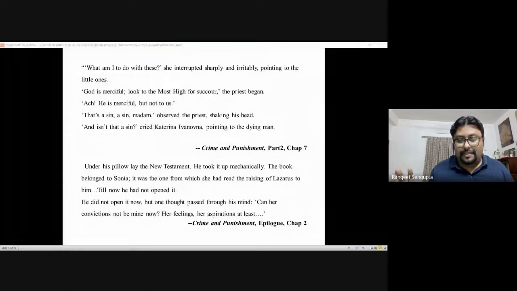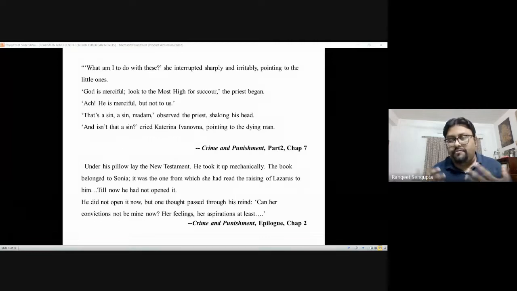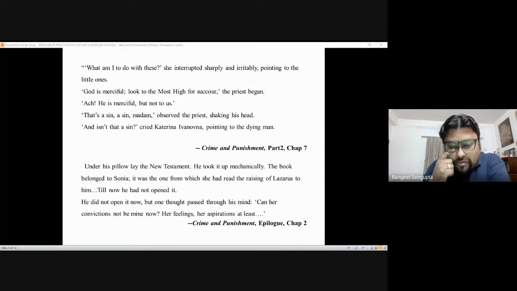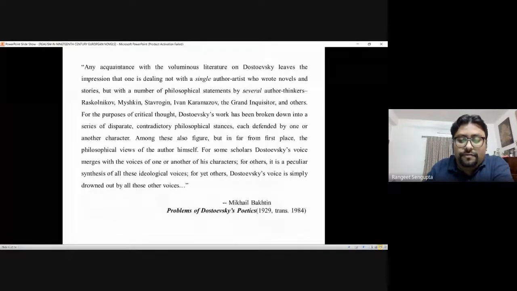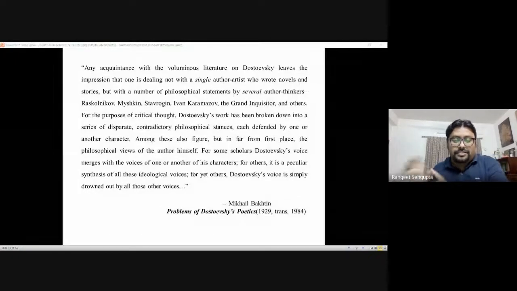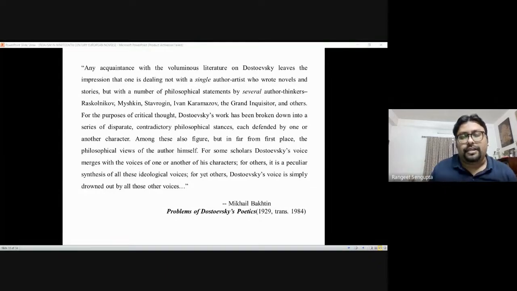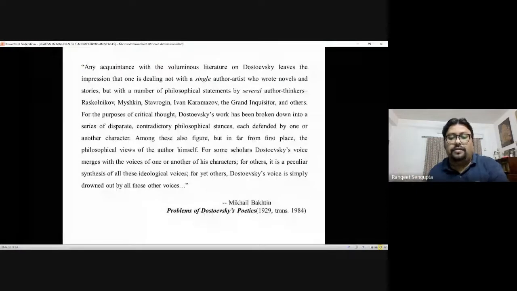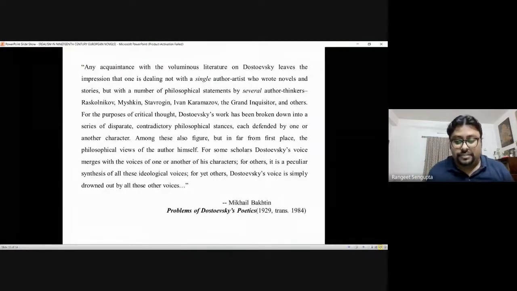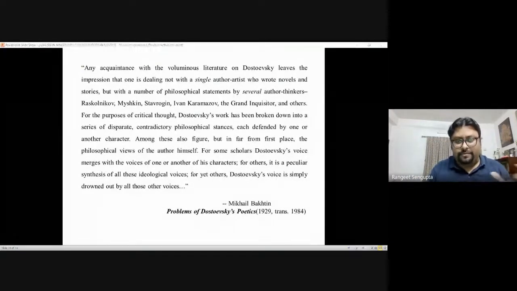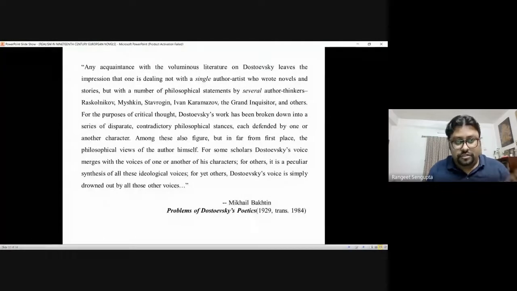Unquote. Now, Mikhail Bakhtin, the famed Russian critic, notes this melange of multiple voices in what he terms Dostoevsky's polyphonic novel. And this is from Bakhtin's early work on Dostoevsky, Problems of Dostoevsky's Poetics, the name of the book. And I have the quote on screen.